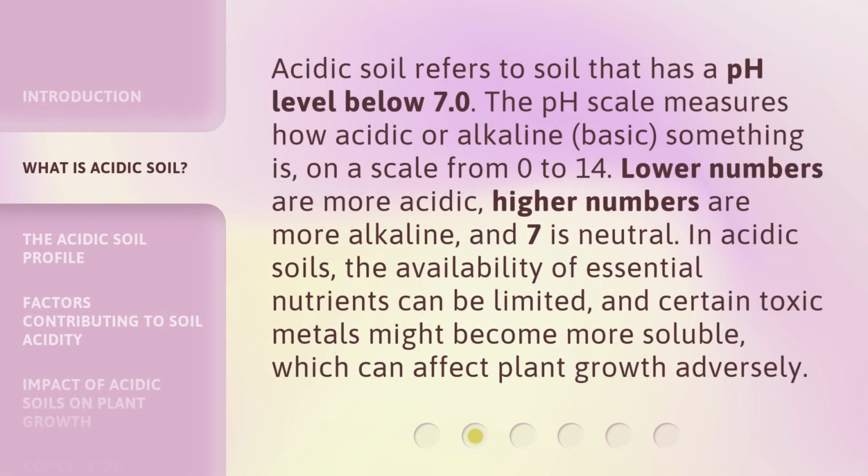Acidic soil refers to soil that has a pH level below 7.0. The pH scale measures how acidic or alkaline, basic, something is, on a scale from 0 to 14. Lower numbers are more acidic, higher numbers are more alkaline, and 7 is neutral. In acidic soils, the availability of essential nutrients can be limited, and certain toxic metals might become more soluble, which can affect plant growth adversely.